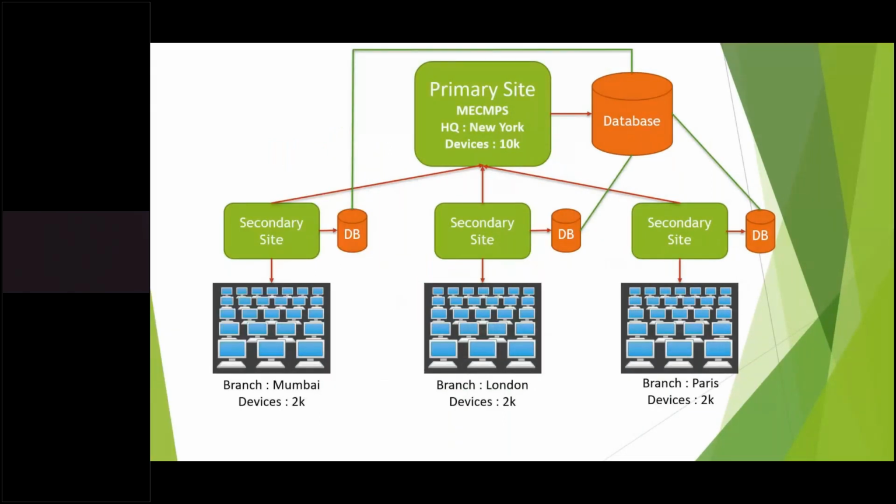Now understand, this one is the typical architecture for a medium size organization. So for example, you have a primary site, the name of the primary site is MECM PS, for example, and it is in the New York headquarters, and there are like 10,000 devices. So this primary is going to manage these 10,000 devices, and it is going to store the data in its database, right? Now, what about the devices in Mumbai, 2,000 devices, in London, 2,000 devices, and in Paris, 2,000 devices?